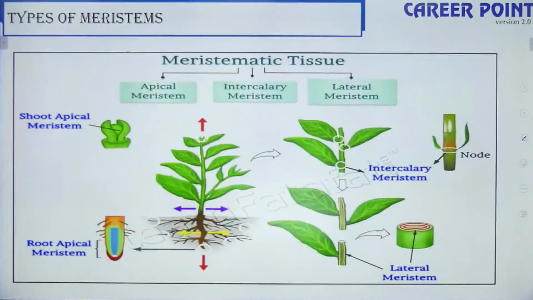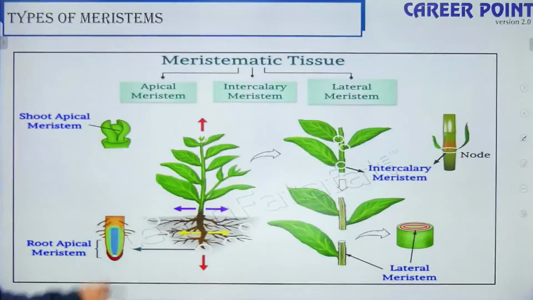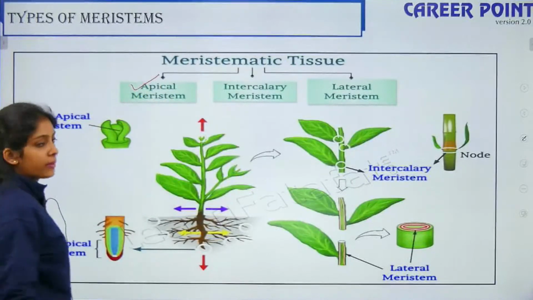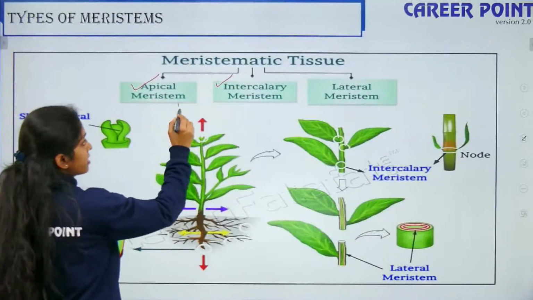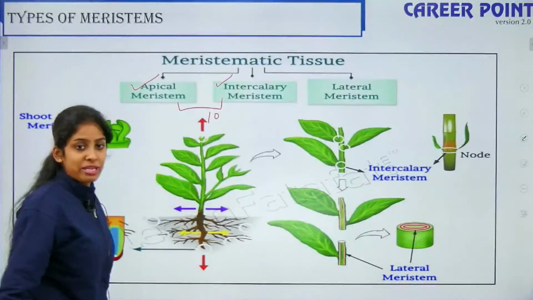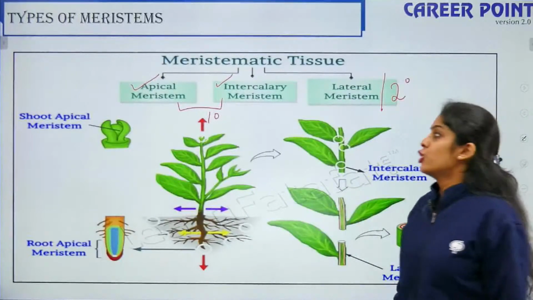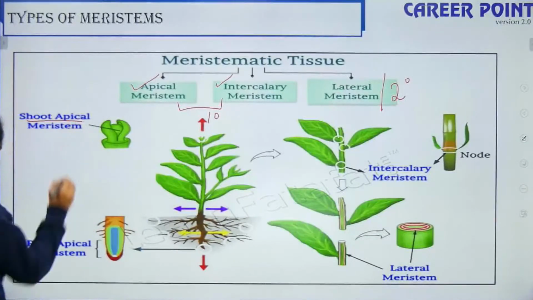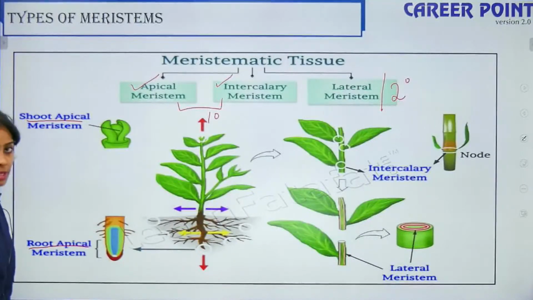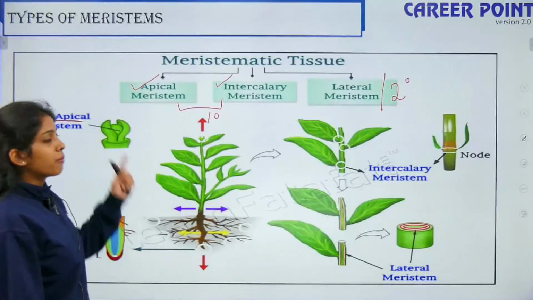Alright, fine. So once again, summarizing the types of meristems and what we saw so far. Meristematic tissue is divided into apical meristem, intercalary meristem, and lateral meristem. Apical meristem and intercalary meristem are called primary meristem, whereas lateral meristem is also known as your secondary meristem. Under your apical meristem, you have two types: one is shoot apical meristem and the other is root apical meristem. The first is found in the growing regions of your stem axis, and the second in the growing regions of your root axis.